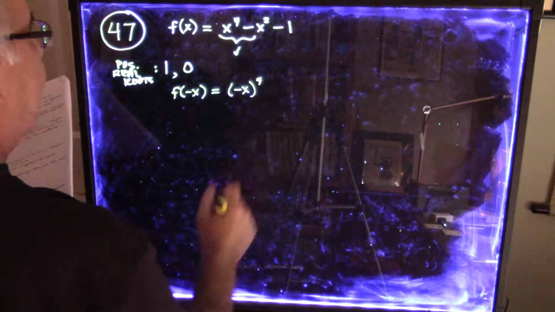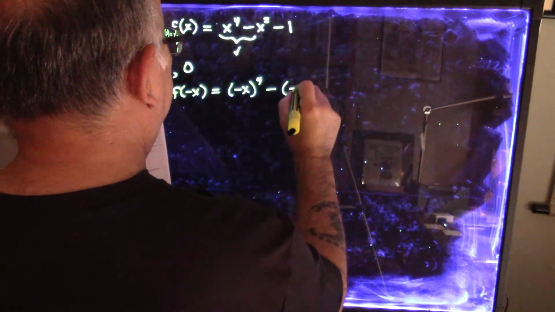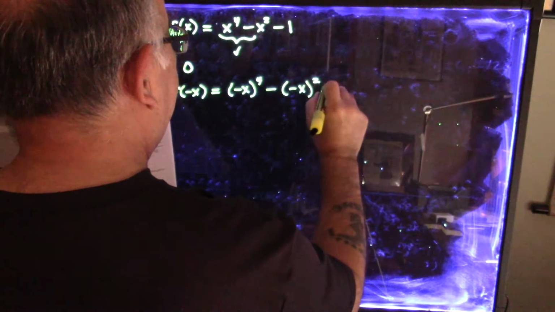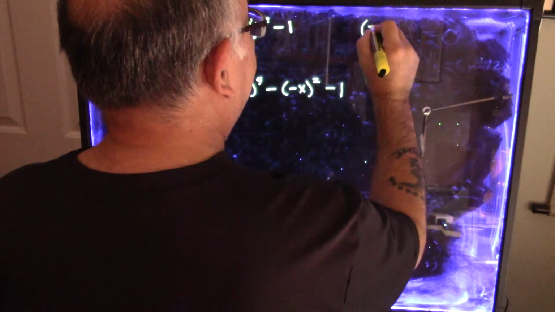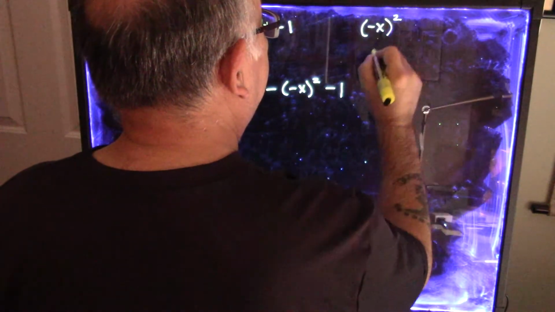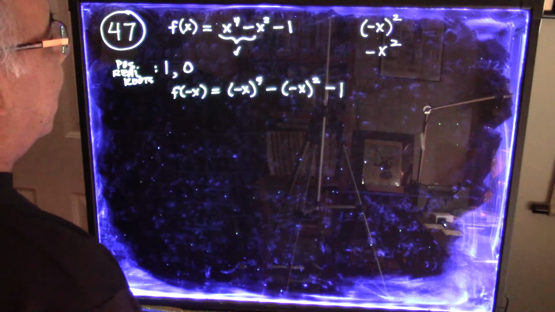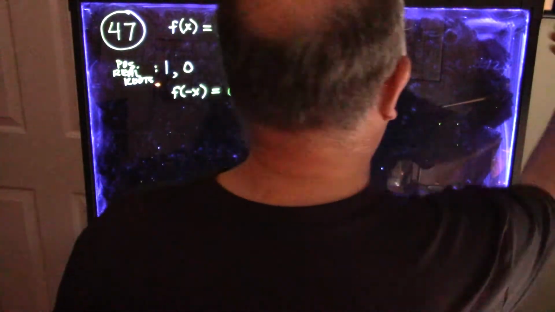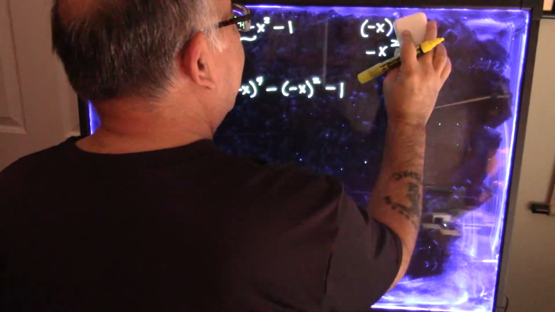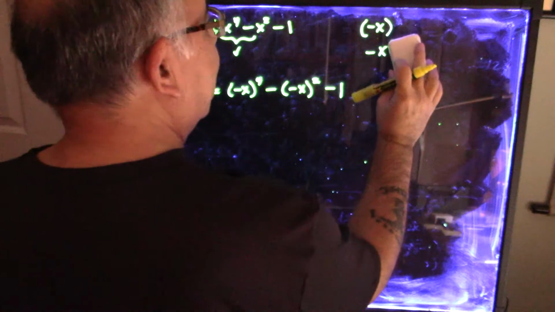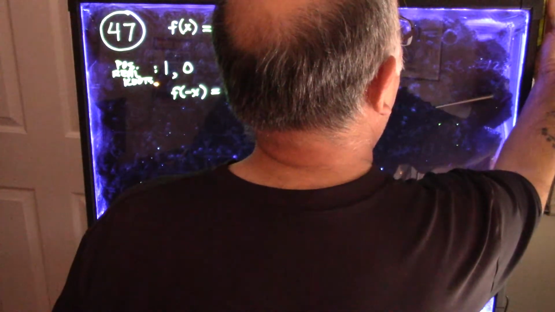So don't forget those parentheses. In case you're not clear on why, what's the difference between this and this? Well, probably better to use x to the 4th, since it's already a positive here. So let me do that as an example.